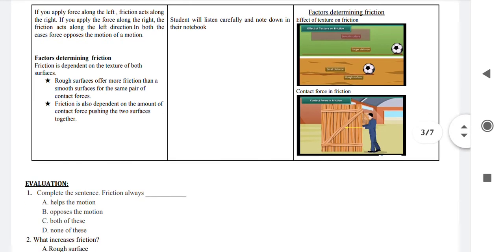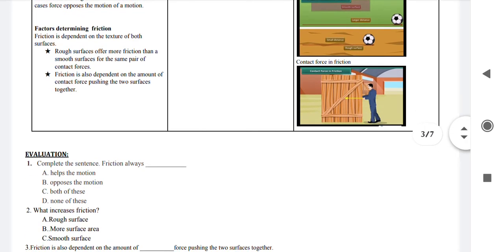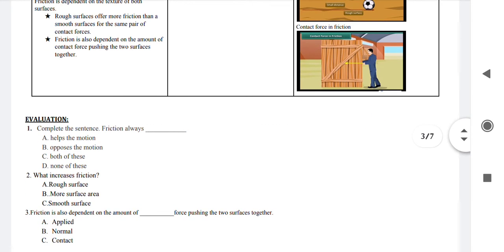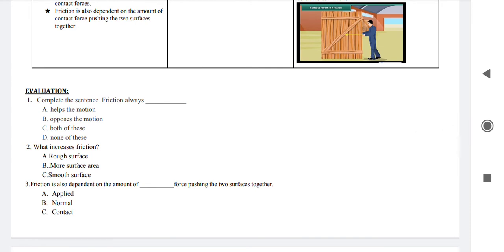Then comes evaluation. What we have taught students, we have to evaluate them, how much they have learned. So evaluation questions can be like fill-ups, MCQs.